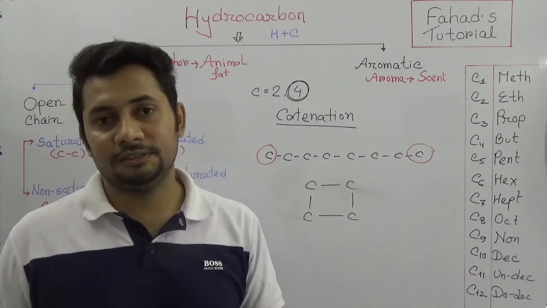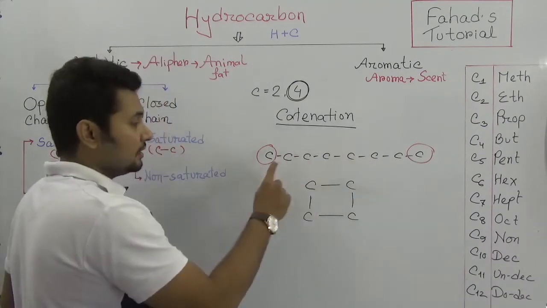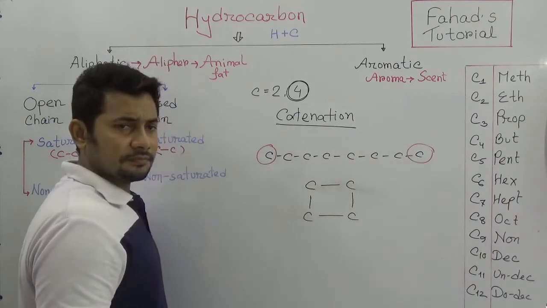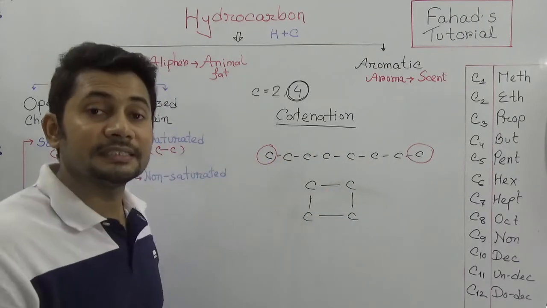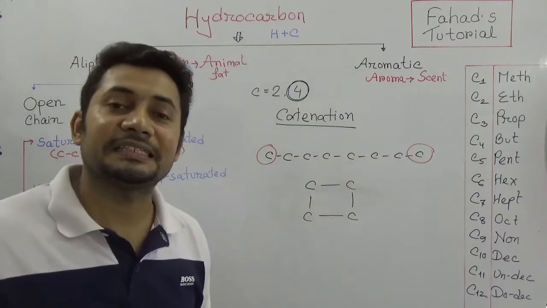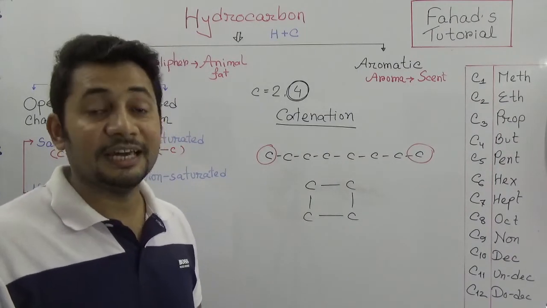name of that compound. So you see the number of carbons here, that is open chain. So 1, 2, 3, 4, 5, 6, 7, 8. So this is octa. And there is a single bond, so we can say this is saturated.